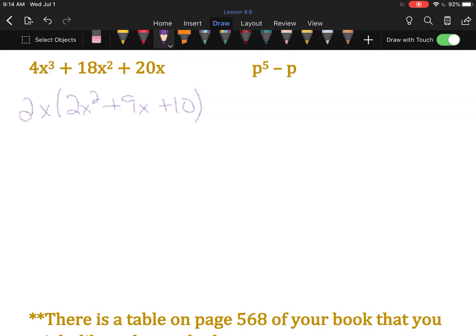Here we have a trinomial. It's definitely not a perfect square trinomial because 2 and 10 aren't perfect squares. So the question is, do we know two numbers that would multiply to make 20, 2 times 10, and add to make 9? And we do. 4 times 5 is 20, and 4 plus 5 is 9. So this we have to do by grouping. The 2x carries along. The 9x gets split up into 5x and 4x.